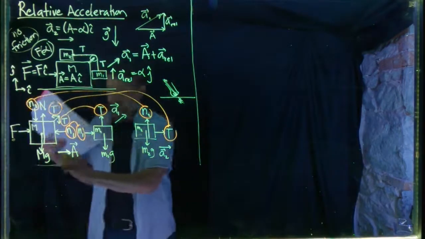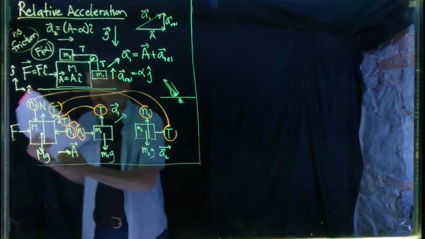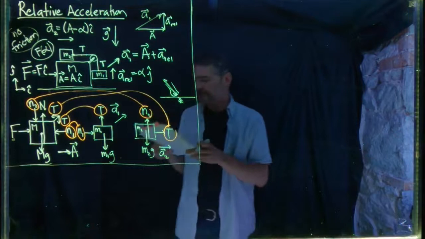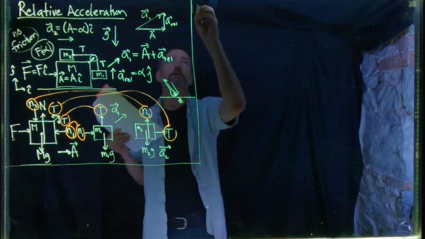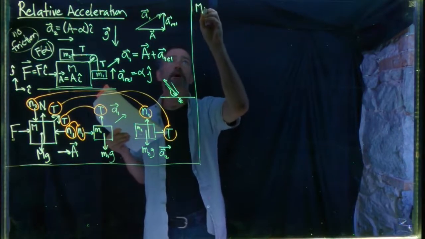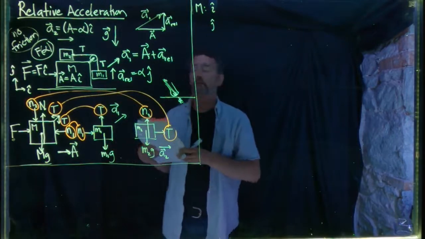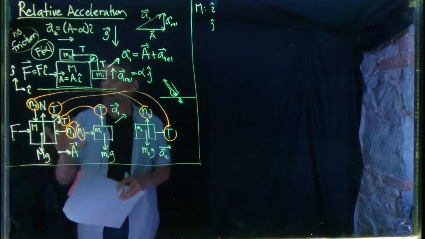Okay, so that's our basic setup. Now we've already understood a great deal about the problem just in setting it up. Okay, now we're going to just do some math. Regarding mass big M, there's an i hat and a j hat component of net force equals mass times acceleration, the dynamical equation.